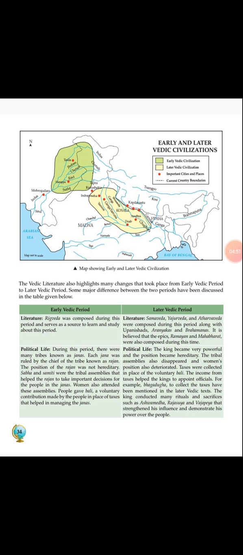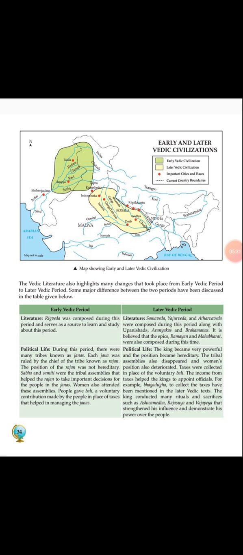In the political life of the later Vedic period, the king became very powerful and the position became hereditary. The tribal assemblies also disappeared, and women's position also declined. Tax was collected instead of voluntary contributions. The income from the tax helped the king to appoint officials. For example, Bhagadugha, the collector of the tax, is mentioned in the later Vedic texts. The king conducted many rituals and sacrifices such as Ashwamedha, Rajasuya and Vajapeya that strengthened his influence and demonstrated his power over the people.